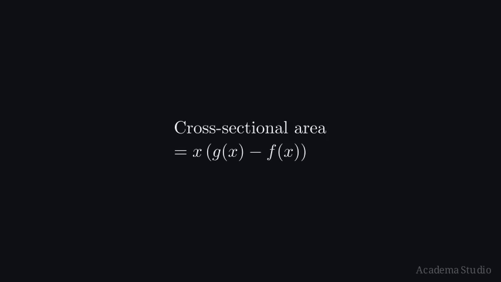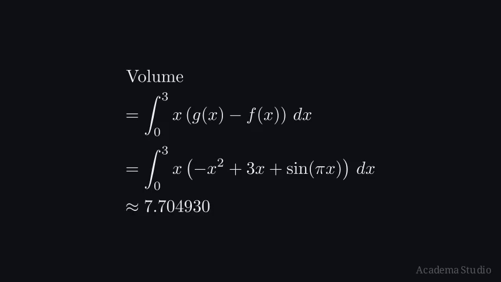Part B. The cross-sectional area is x times g of x minus f of x. The volume integral evaluates to approximately 7.704930. Rounded to 3 decimal places, the volume is 7.705.